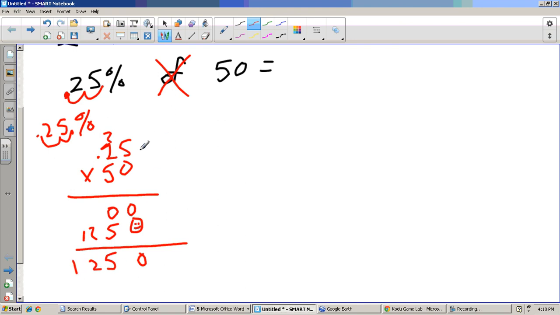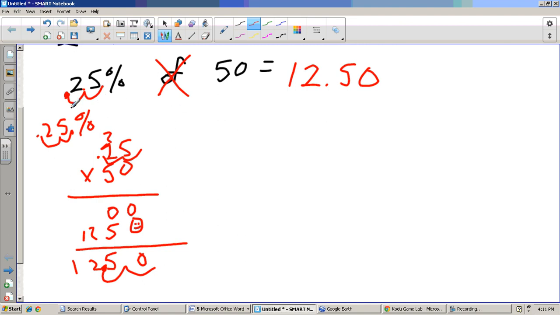Where does my decimal go? Well, I have 2 scoops over here, so I have 2 scoops over here. So I have 12.50. That is my answer. 25% of 50 is 12.50 or 12.5. So my steps are move my decimal point over twice, or turn my percent into a decimal, cross out the of, make it a multiplication sign, and then multiply.